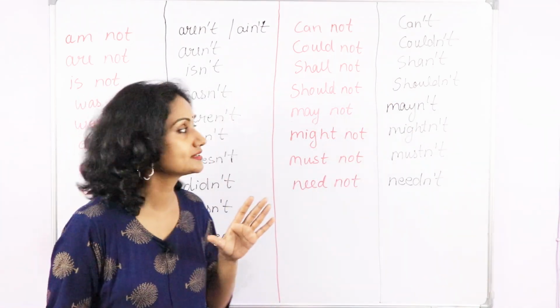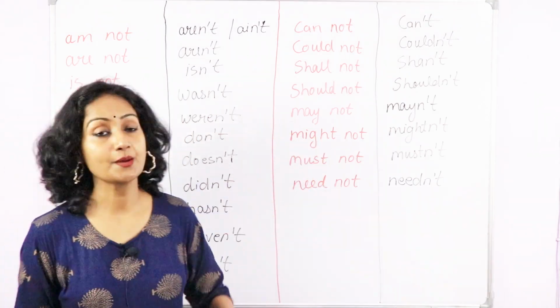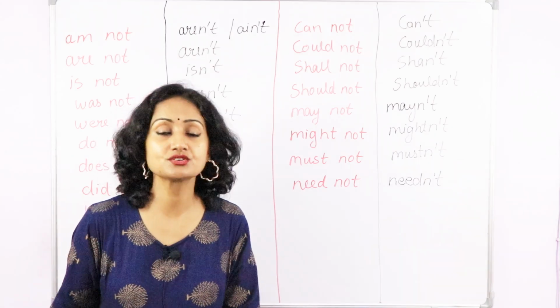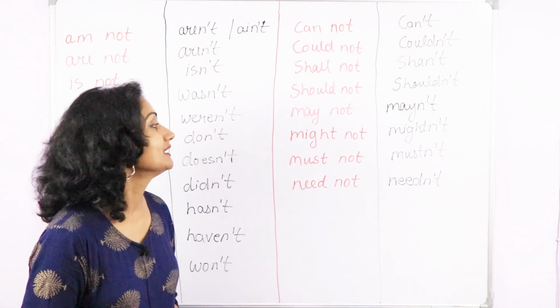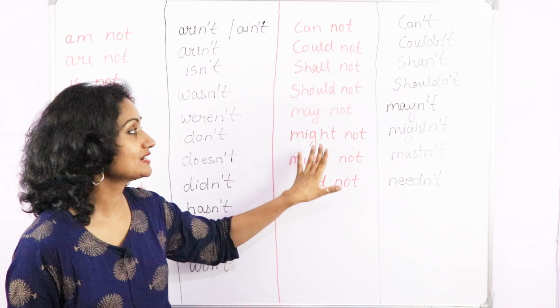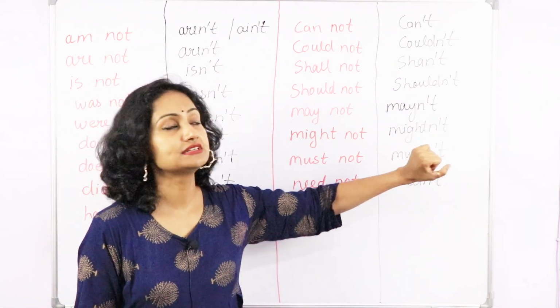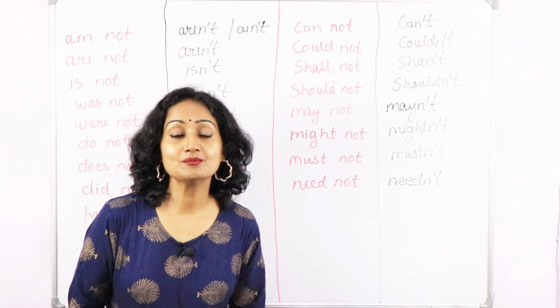Shouldn't. May not becomes mayn't. You mayn't go there. You may not go there. Mayn't. Next is might not. Might not becomes mightn't. Might and apostrophe T. Mightn't. He might not come.